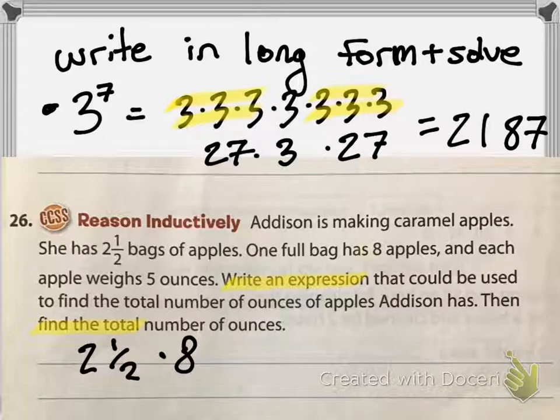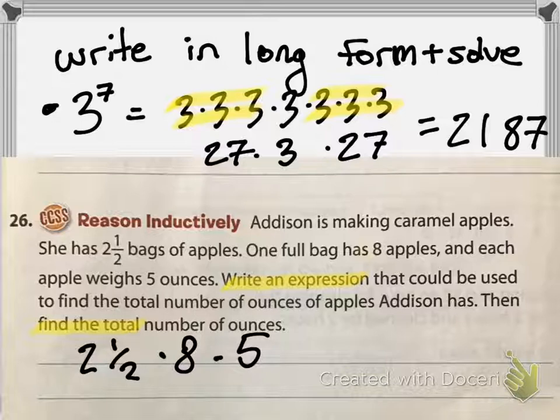Exactly. 2.5 bags, and in each bag is 8. Perfect. We have 8 apples in each bag. We have 2.5 bags, so we multiply. Then each apple weighs 5 ounces. Now what do I do if each apple weighs 5 ounces? Hannah? You would put that in parentheses and then put... Yeah, we could just do times 5.